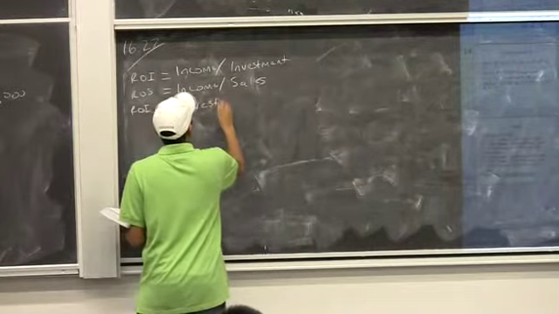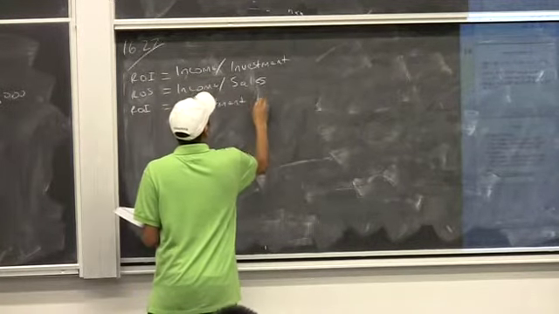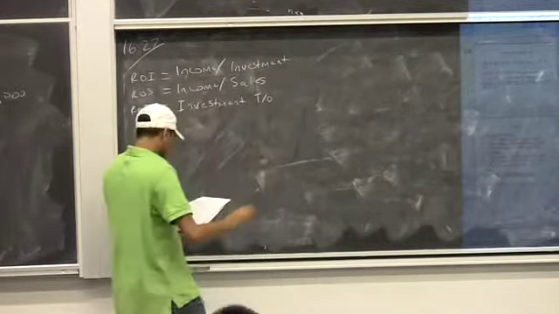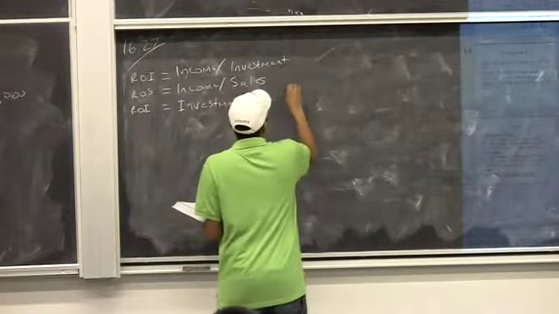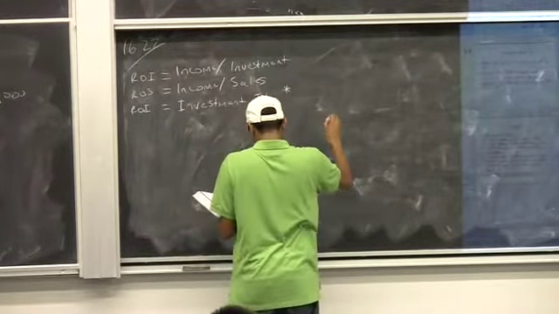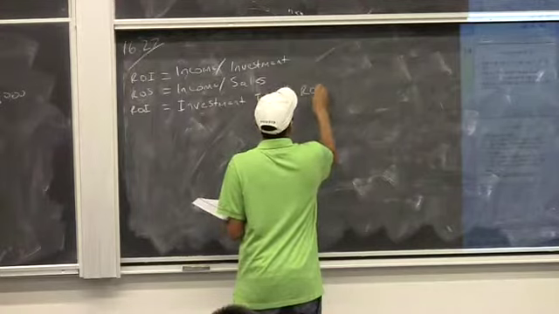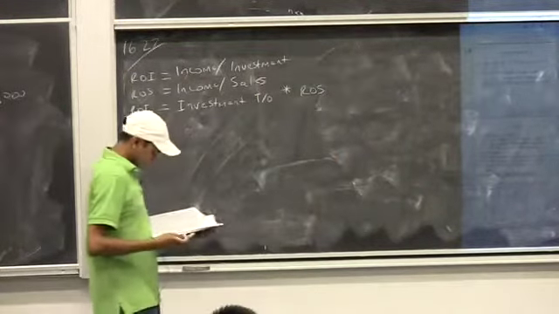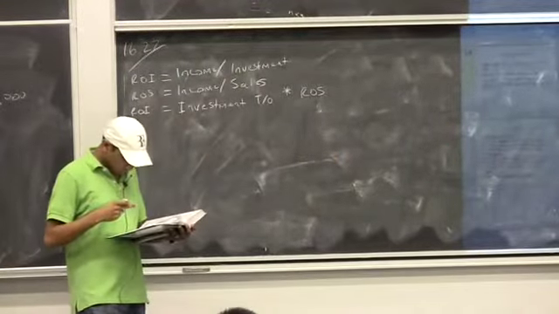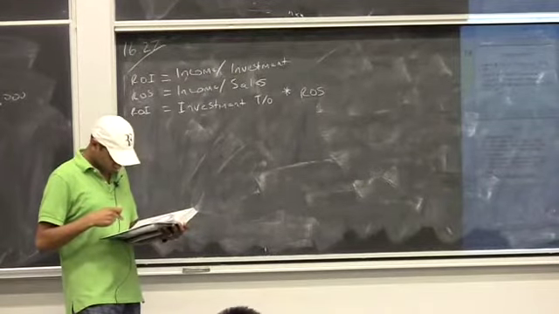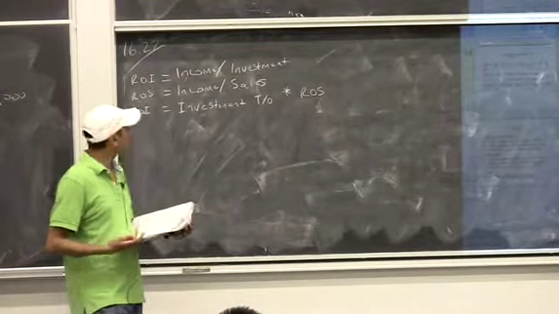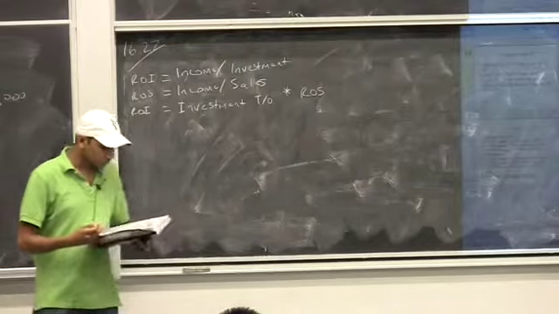Okay, so return on investment can also be done like this: investment, TO means turnover, times return on sales. Okay? Let me see, is there anything else you need? No. Okay. So why don't you do the first one?